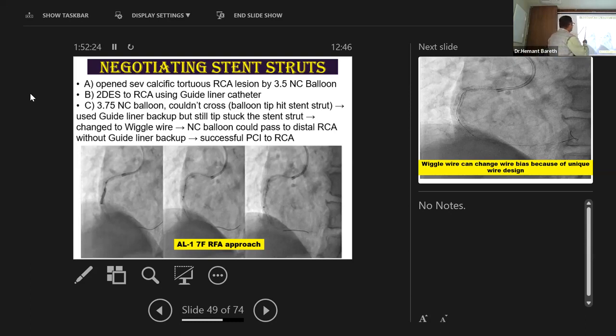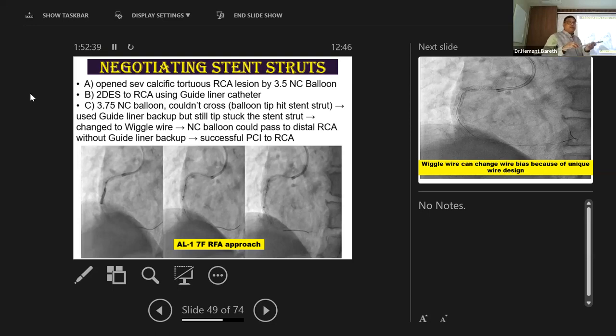So they tried to improve the guide support, and used a guide liner. This is a guide liner, but still the guide liner could not help. It was still getting stuck. So therefore this Wiggle wire was used. That one I was telling you about.